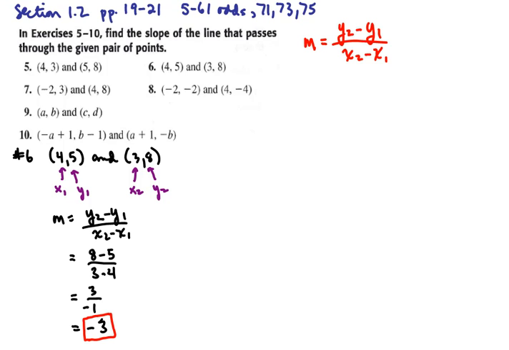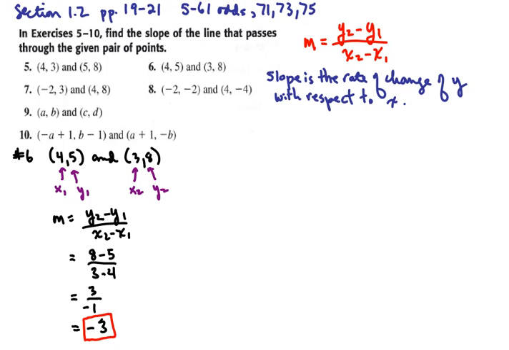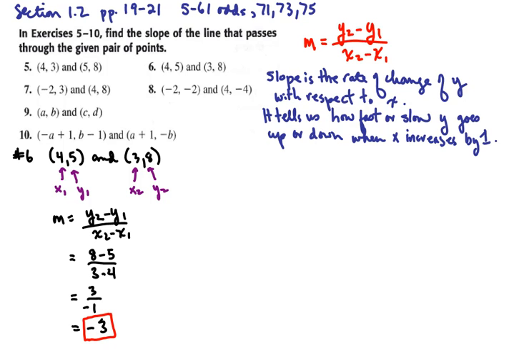Now what does that mean? We say that slope is the rate of change of y with respect to x. It tells us how fast or how slow y goes up or down when x increases by 1. So slope is a rate of change of y. When we say rate of change, we want to know how fast or how slow y is changing, and y can either go up or y can go down. So how fast or how slow y is going up or down when x increases by 1 unit.